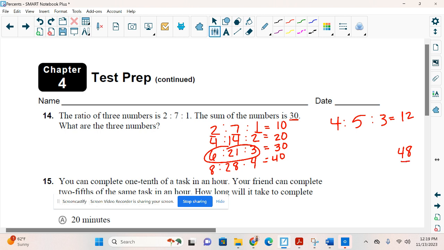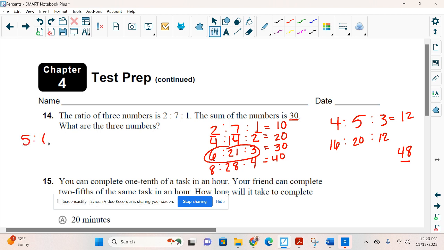So if I had to multiply everything by 4, 4 would become 16, 5 would become 20, and 3 would become 12.